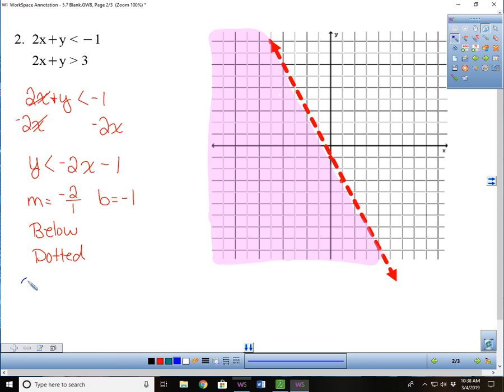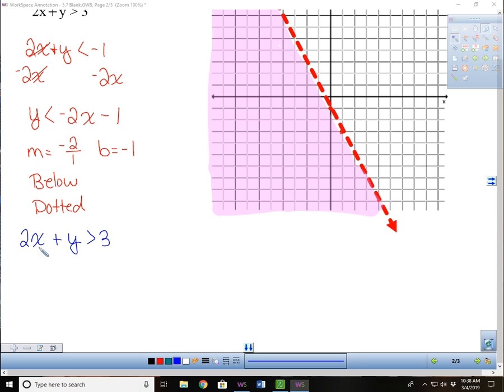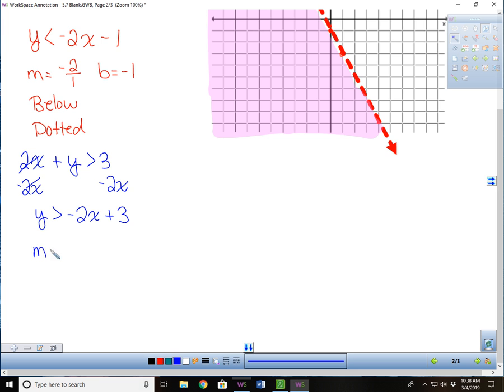Now let's do the other one. So 2x plus y is greater than 3. So I'm going to go ahead and subtract 2x. So y is greater than. Don't forget you're going to put that number with the x in front of the 3. So you got a negative 2x, but the 3 is positive. And now you're going to identify the information you need. So your slope is negative 2 over 1, and your y-intercept is 3.